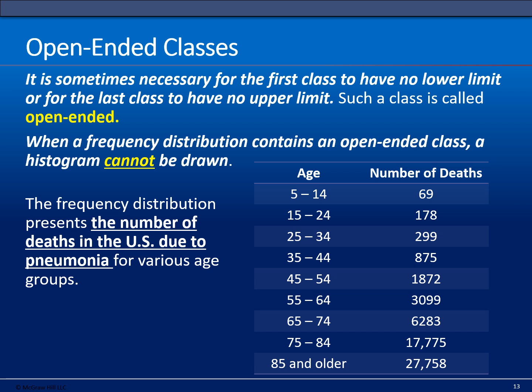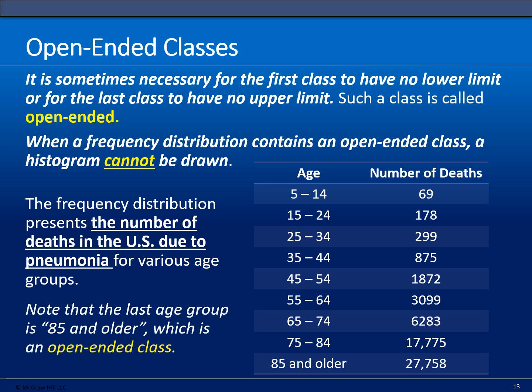This was the frequency distribution of the number of deaths in the US due to pneumonia. And you can see that the upper class is the open-ended one.